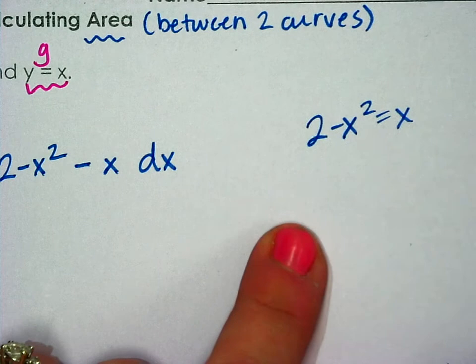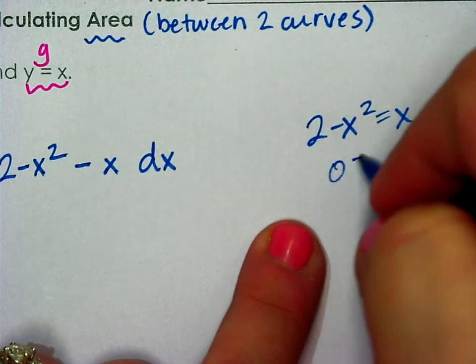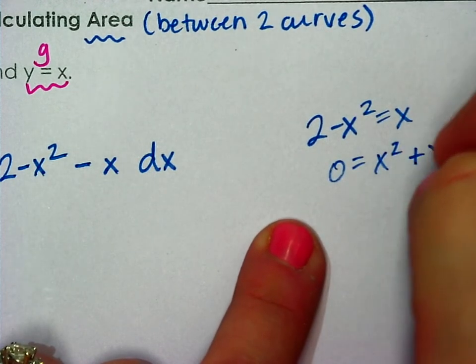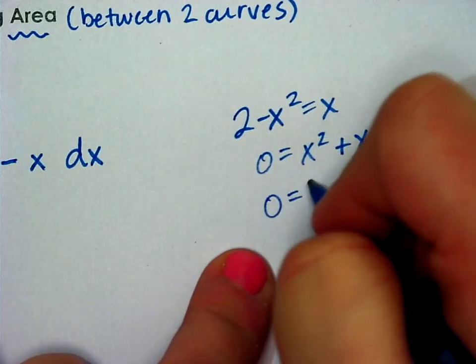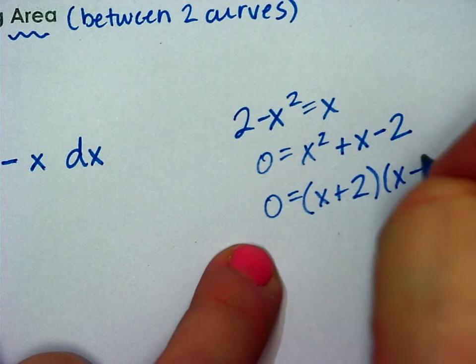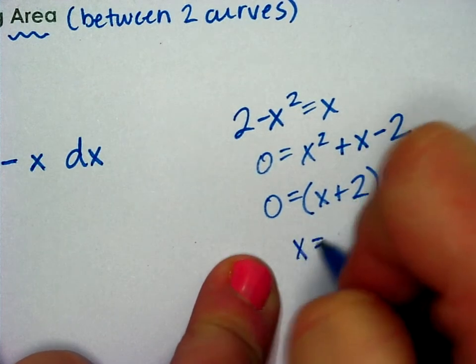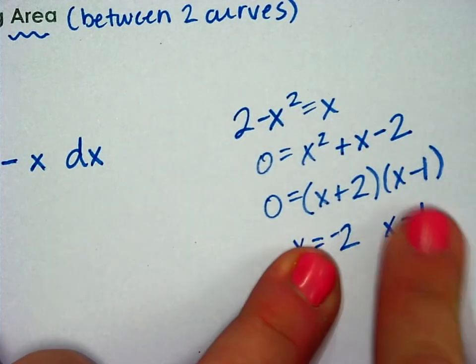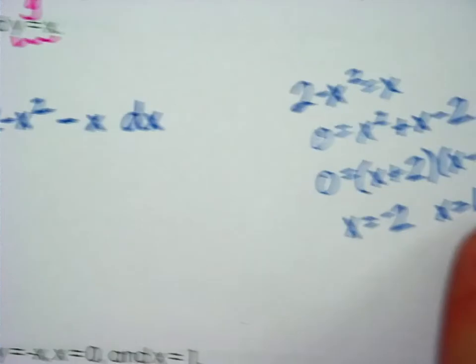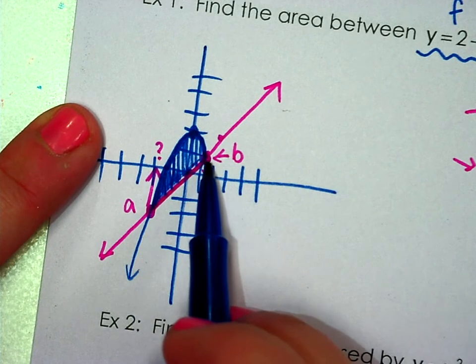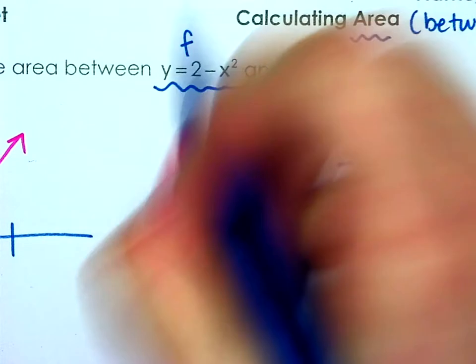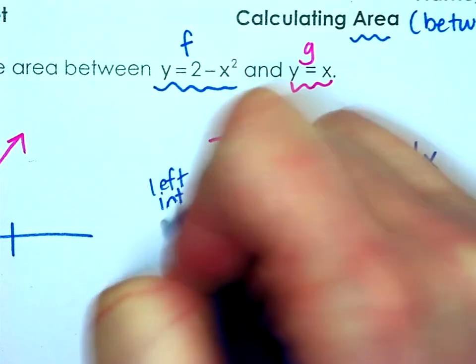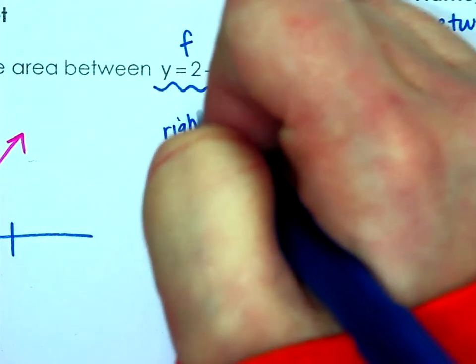2 minus x squared equal to x. Since it's quadratic, I'm going to get it equal to 0. So 0 equals x squared plus x minus 2. Turns out that I can factor this. So I have 0 equal to x plus 2 and x minus 1. And if I use the zero product property, I get negative 2 and positive 1. And those answers, this is not a coincidence, should align with negative 2 being this intersection point over here and positive 1 being that intersection point over there. So negative 2 and positive 1. Again, this is my left intersection point, and then this guy up here is my right intersection point.